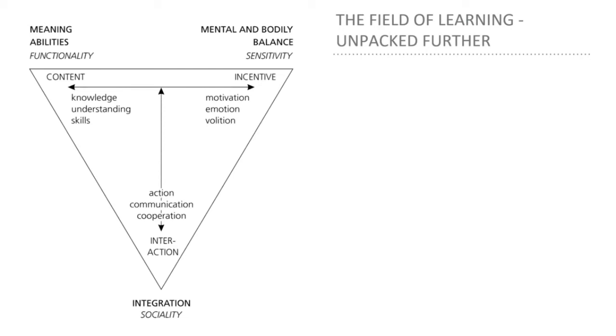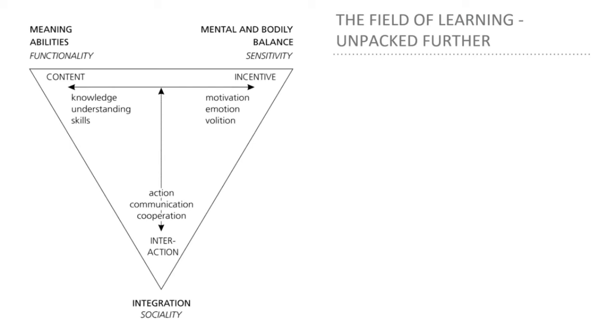If we go to the bottom of the triangle, we can unpack interaction as being about an ability to take action. Students acting singly, acting within a group. It's about the ability to communicate with other students, with a teacher. Are these communication channels open? Are they free and transparent? Or are they muddy and inhibited? And interaction is also around cooperation or non-cooperation.